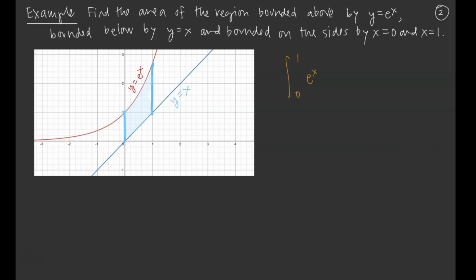The top curve is e to the x minus the bottom curve, which is just x. And this is relatively easy to find. e to the x minus x squared over 2, evaluated from 0 to 1, is e minus 1/2 minus e to the 0, so e to the 0, or 1, minus 0. This is e minus 3/2. And we can leave it like this, or we could get a decimal approximation for this.